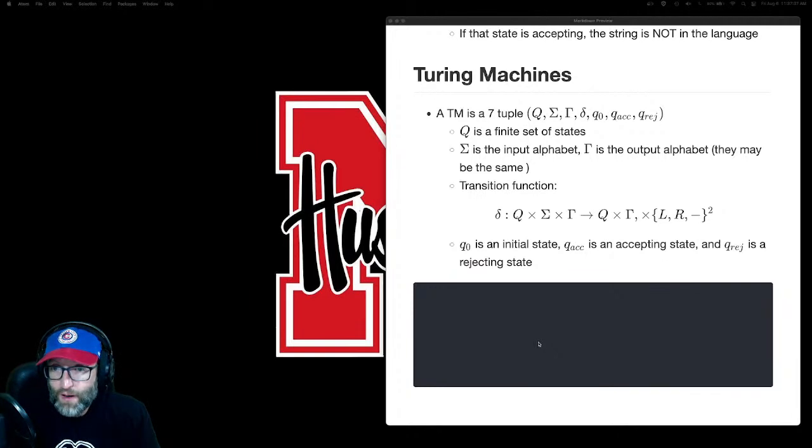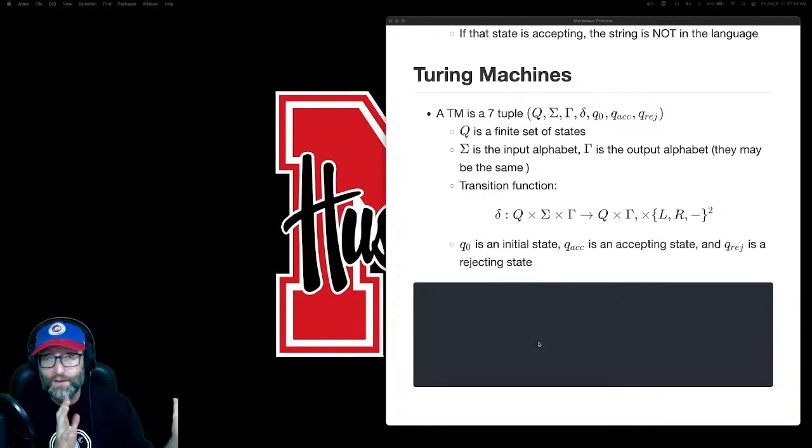Anyway, sigma is still our input alphabet. This gamma is our output alphabet. That is gamma, right? Yeah, gamma. And they could be the same. In fact, they will be the same for most instances because of Huffman coding. If you have a set of symbols that is not binary, A through Z, you can always come up with a binary encoding of them. ASCII is another example.